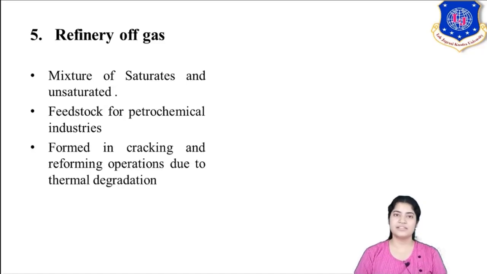Now, these gases are formed in cracking and reforming operations during thermal degradation. Besides the ADU, there are many other units like the cracker and the coker unit. You will learn about them further. Where thermal degradation is taking place, what happens in cracking kind of operations? Your heavy, big molecules are cracked into small molecules. And when cracking happens, a certain amount of gases is also formed. Those gases are called refinery gas.